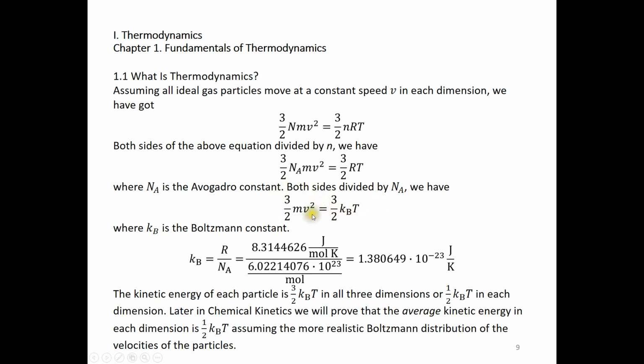On the left hand side, we have the kinetic energy of one individual atom. Again, 3/2 mv squared because there are 3 dimensions. In each dimension, it's 1/2 mv squared. Alright, over here we have 3/2 kBT. kB is the Boltzmann constant.